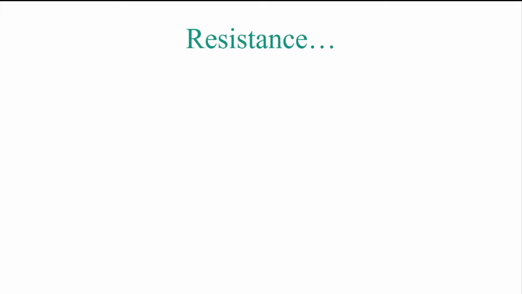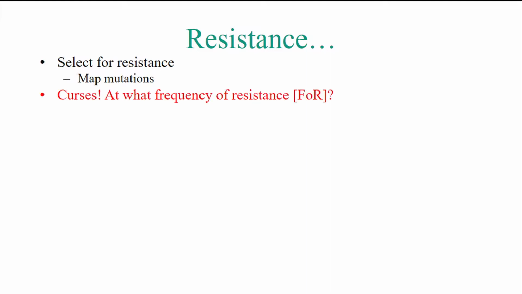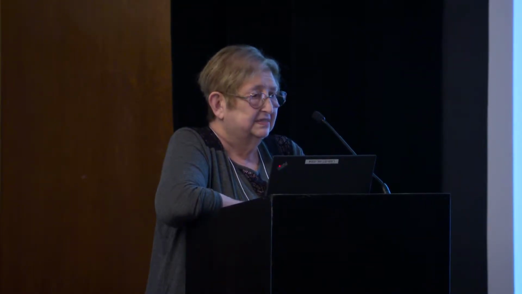So, resistance, that's a question. You select for resistance, you map the mutations. Nowadays, you can get very fast whole genome sequencing, where you can ask for just sequencing of those regions that you think are important. I would do the whole genome. And this is the problem. Curses. You get resistance. And so that's nice because it can tell you what your target is, and it can show that you're probably hitting that specific target.